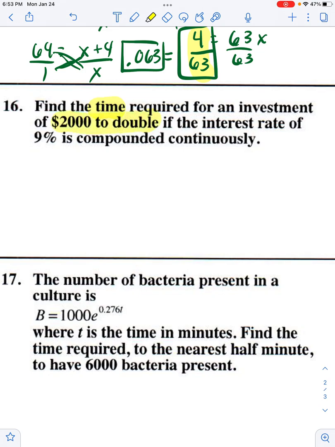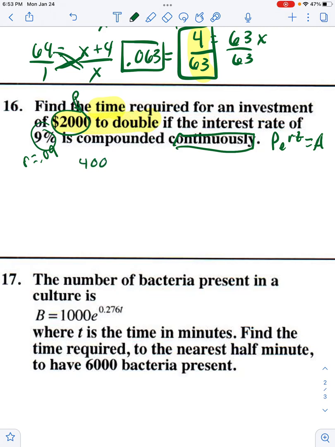Okay, here we're going to be solving for time. We want an investment to double. So if this is our investment, this is P. Interest rate's 9, so we're going to be using 0.09. Compounded continuously, there it is, keyword. This is a PERT problem.